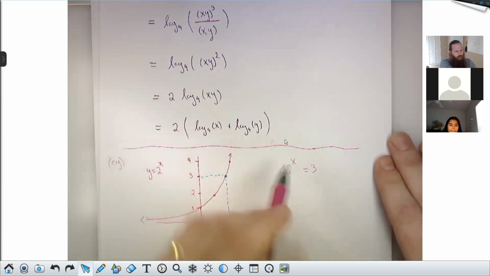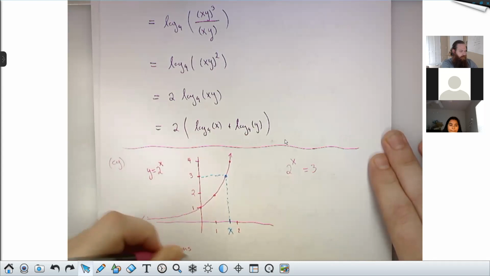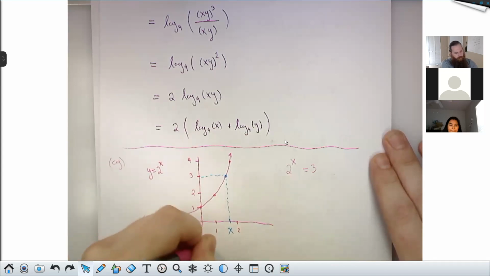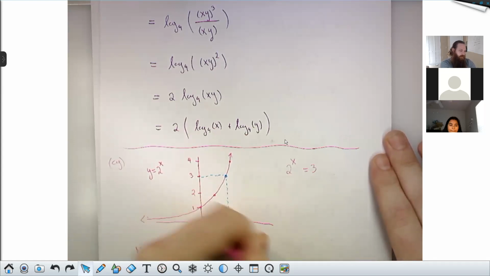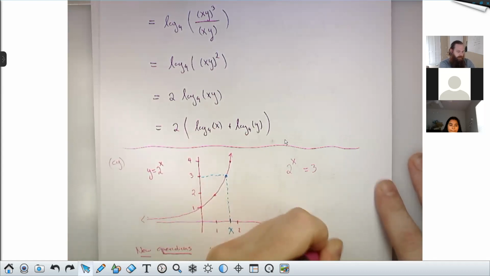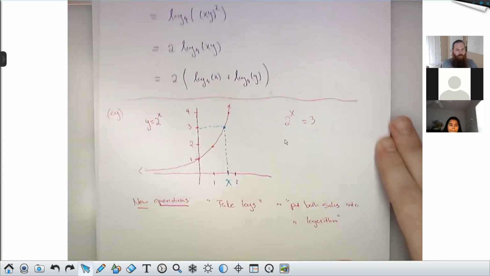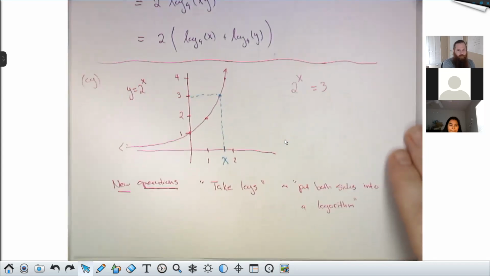So the new operation that we're going to be working with, there's actually 2 of them. The first one I'd like to introduce here is take logs, or put both sides into a logarithm. This is an operation like square both sides or take the square root of both sides. It's an operation you can do to both sides of an equation.